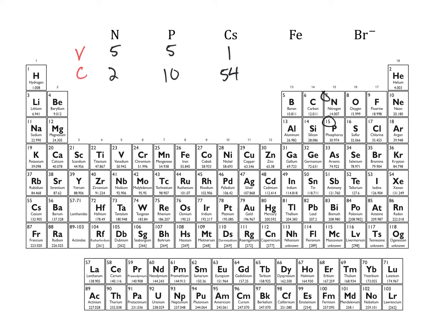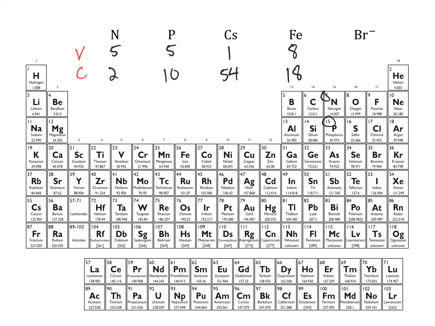Finally, one more example, we have iron, Fe. Iron is right here. When we're in the D block, it's just whatever column it's in. So iron is in 1, 2, 3, 4, 5, 6, 7, 8. So iron has 8 valence electrons. It has 26 total, so 26 minus 8 is 18. So it has 18 core electrons.